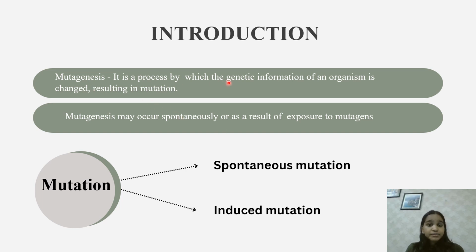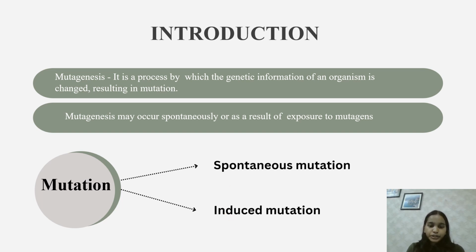Mutagenesis is a process by which the genetic information of an organism is changed and results in mutation. There are two types of mutation, spontaneous mutation and induced mutation. Spontaneous mutation is also known as naturally occurring mutation. Examples of such mutation are cancer and various hereditary disorders.